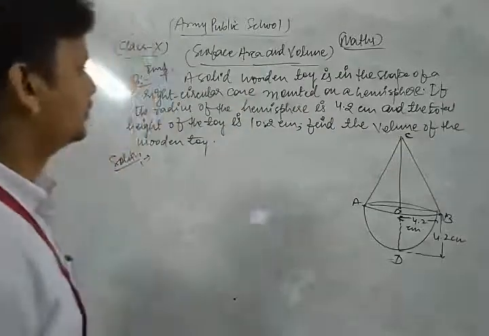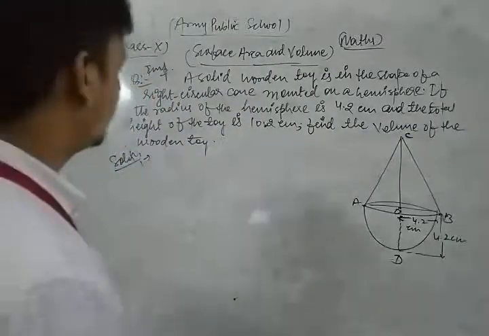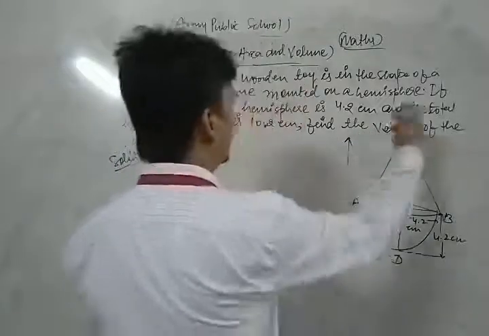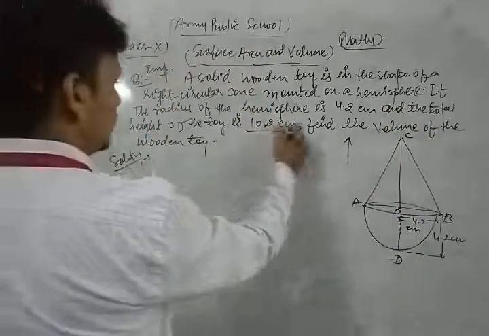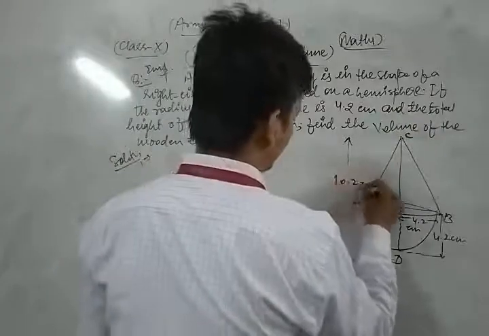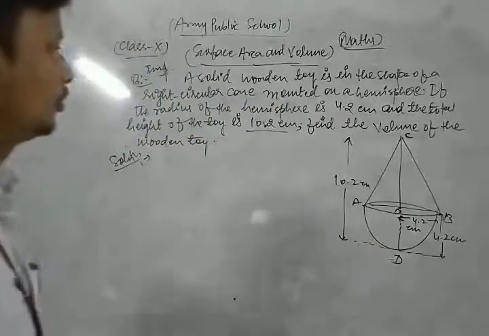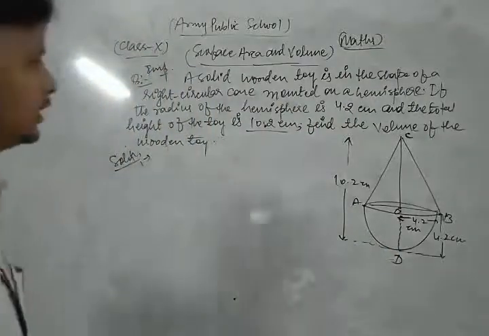Now look. And the total height of the toy, dear friend, is given in our question. Total height of the toy is 10.2 centimeter. This is 10.2 centimeter. This is the total height of the toy. Okay. Now we find the volume of the wooden toy.